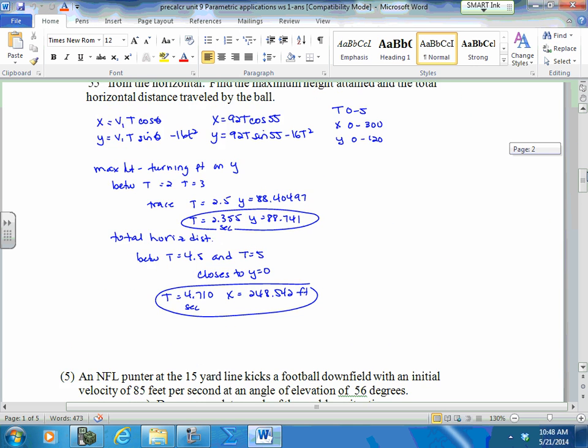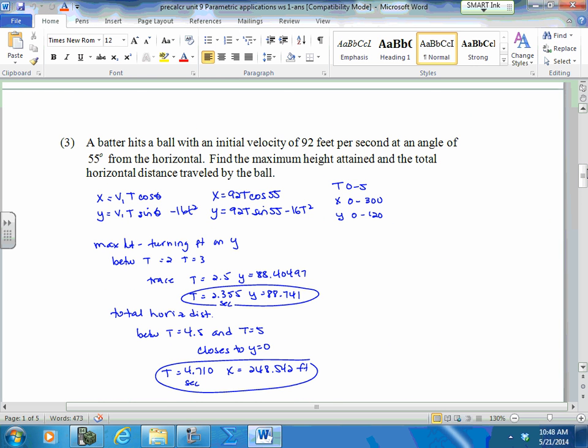Next one. A batter hits a ball with a velocity of 92 feet per second at an angle of 55 degrees from the horizontal. It angles up this way at 55. That's his angle of elevation.